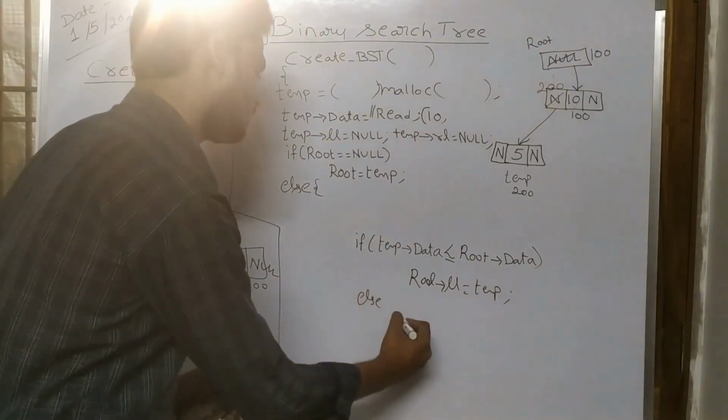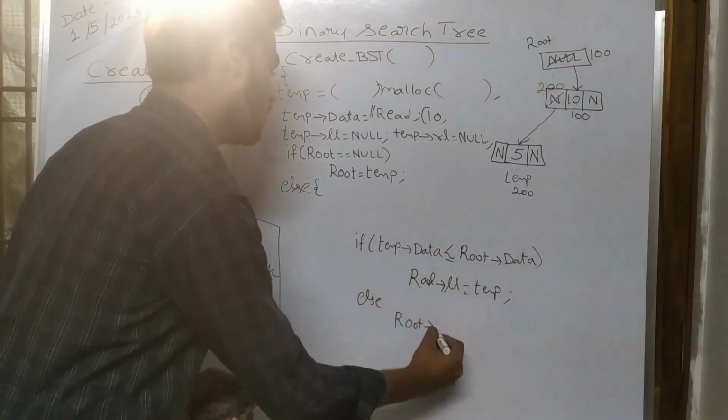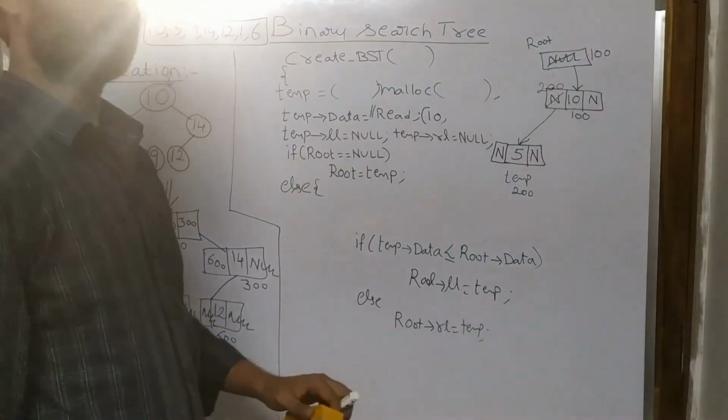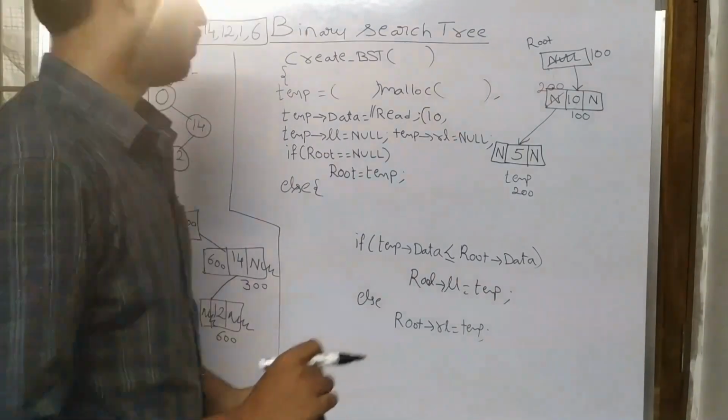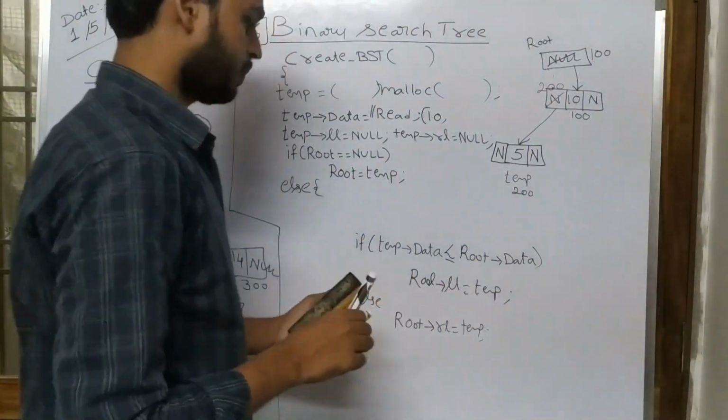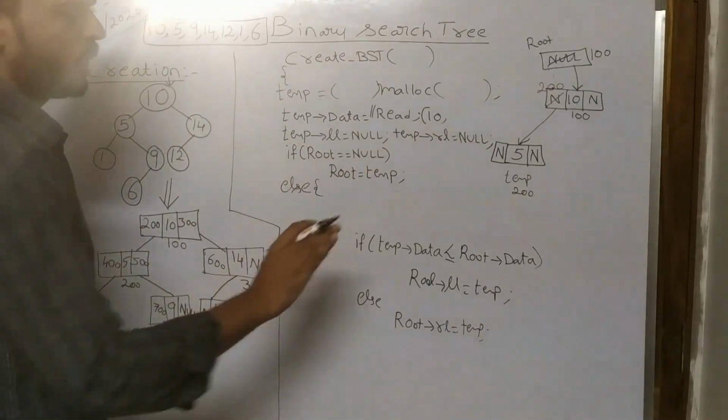Otherwise, root's right link equal to 10. For example, here there is some problem. Try to wait for something. For example, now, okay, this is fine.